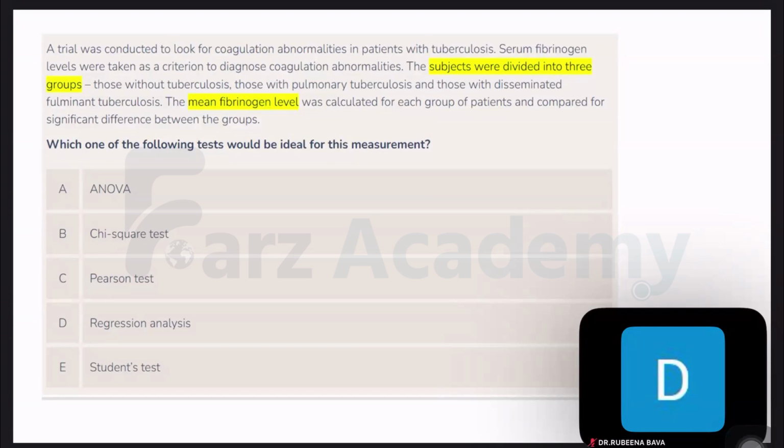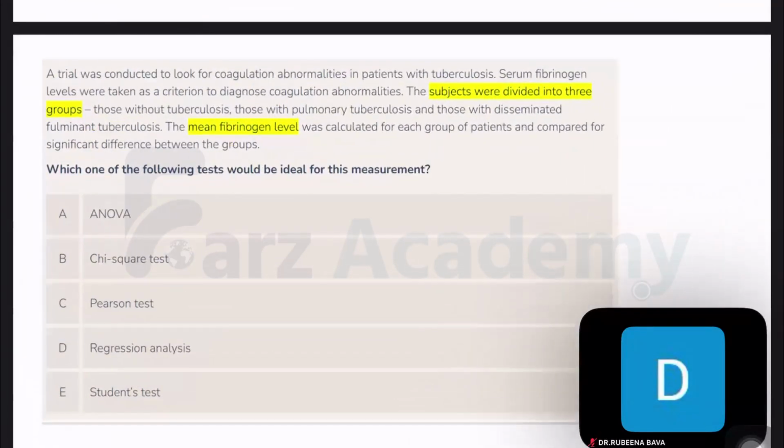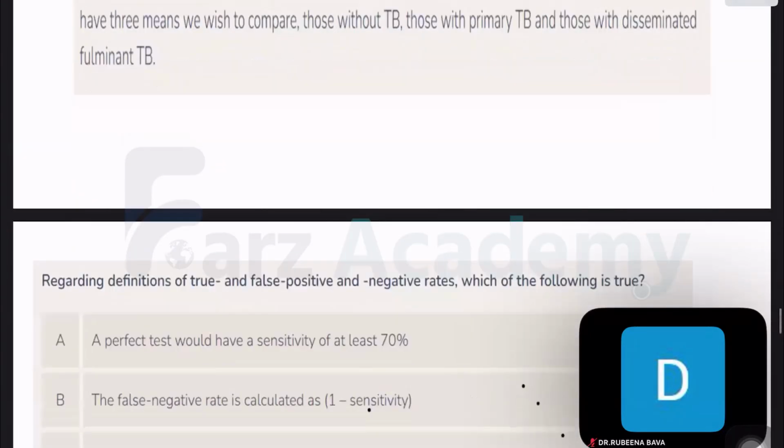Student test is a parametric test, but it is only either for one group before after, which is paired student t-test, or unpaired, that is for 2 groups, right? If it is more than 2 groups, parametric data, quantitative, something measurable, that answer is the ANOVA test. ANOVA is analysis of variance, full form. So there are 3 groups here if you see, those with TB, without TB, and those with disseminated or fulminant TB. Okay, so 3 groups, parametric, mean fibrinogen, ANOVA, analysis of variance.